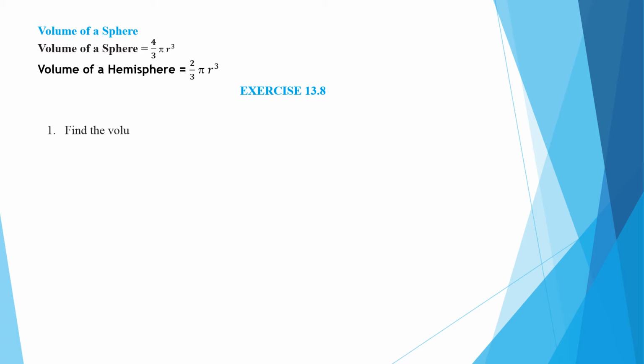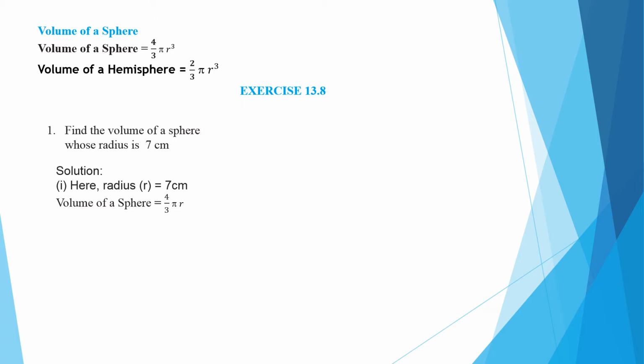Let's begin the solution for question number 1. Here question number 1 states: find the volume of a sphere whose radius is 7 centimeter. So we all know the radius is given, 7 centimeter. We just use the formula: volume of sphere is equal to 4 by 3 pi r cube. So 4 by 3 into 22 by 7 into 7 into 7 into 7. Okay, so after calculation we are getting volume equal to 4312 by 3 centimeter cube. You can leave the answer in the form of a fraction, or you can convert it into decimal also.